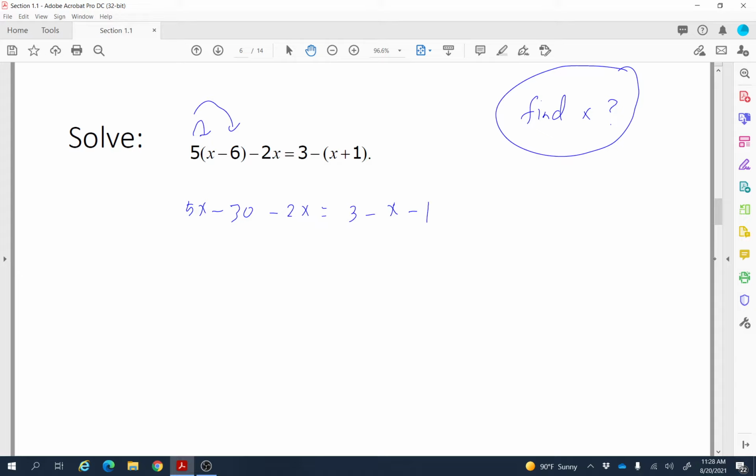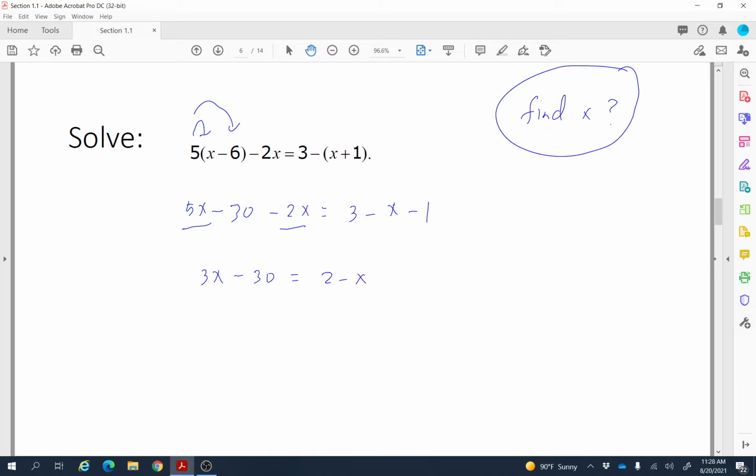Now solving means just take x on one side, the left side, and all the constants on the right side. Just before doing that, you can simplify the 5x and negative 2x. Positive 5x minus 2x gives you 3x. There is a negative 30, and 3 minus 1 is 2 minus x.